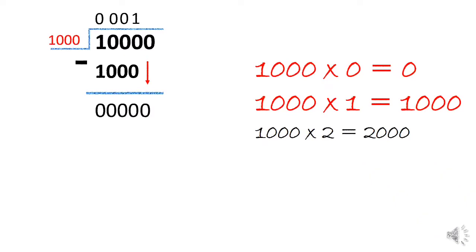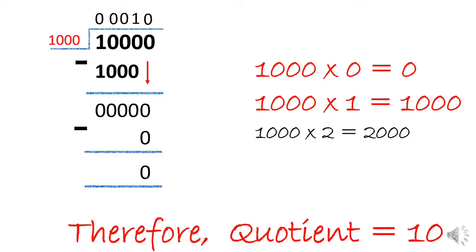Now look at the table again. Whether 0 falls in the table, 1,000 zeros are 0. So 0 will be written at the top and 0 down. Again do the subtraction work, it comes to 0. Now there is no more digit in the dividend to bring down, so our division is over. So therefore, what is the quotient? Quotient is 10. Thank you.